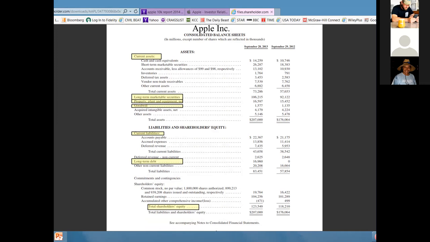What do you mean liquid? Well, it says the company owes a total of $83 million in debt. And it has assets of $207 million in assets. Is this company liquid or not liquid? Very liquid or lightly liquid? Anybody have any comments? Is this company liquid?